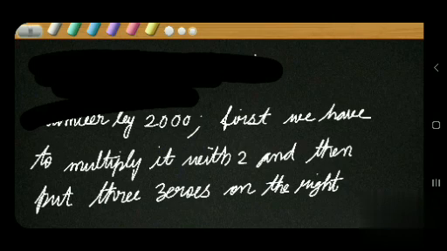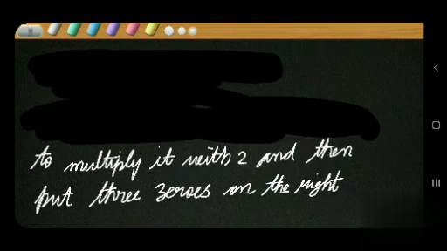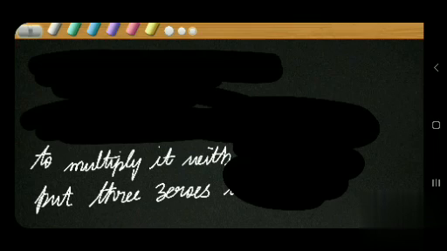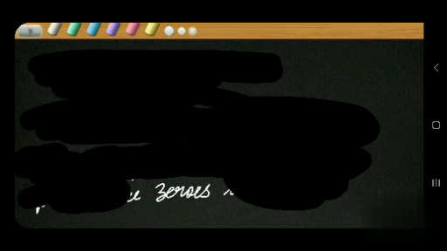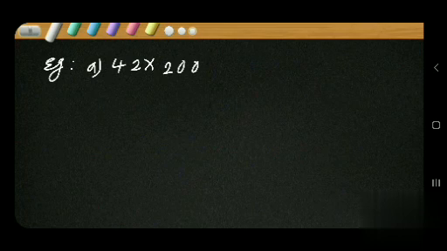Example A. Have you understood how to multiply by 20, 200, 2000, etc.? Is it clear now? Yes. Example A: 42 into 2000. How to do this multiplication? For doing this, first we have to multiply 42 into 2, isn't it?